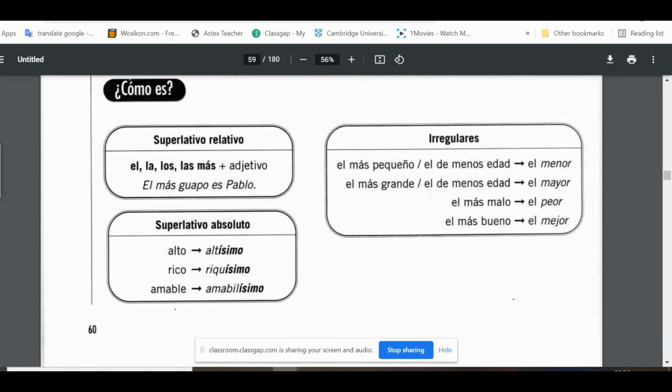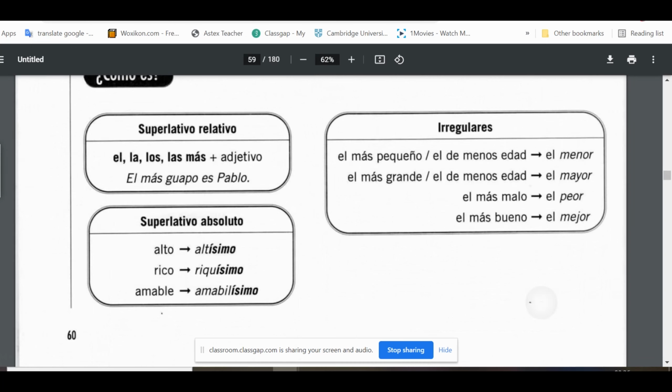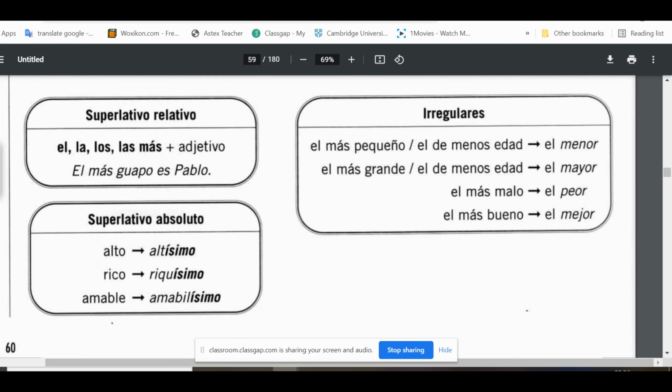So when we are forming these, there are 4 irregular ones. Just like in English, you're never gonna say gooder or badder. You're gonna say peor and you're gonna say mejor. So worse is peor and the worst is el peor. Basically in Spanish it's the same word, the only difference is you add the article. And el mejor is the best. Better means mejor.